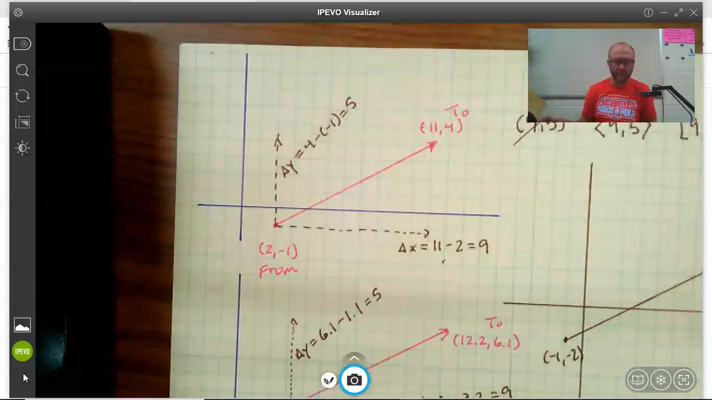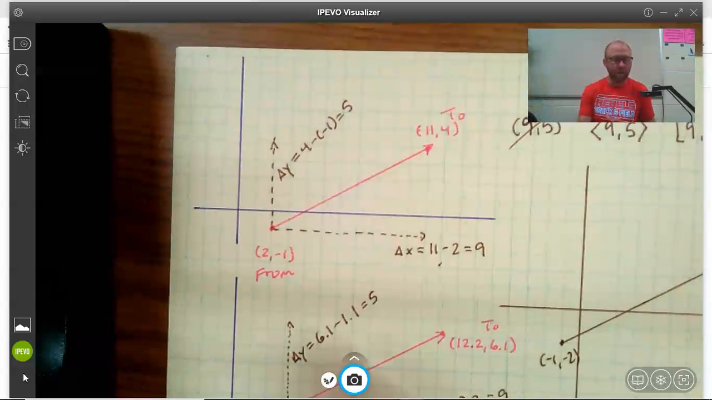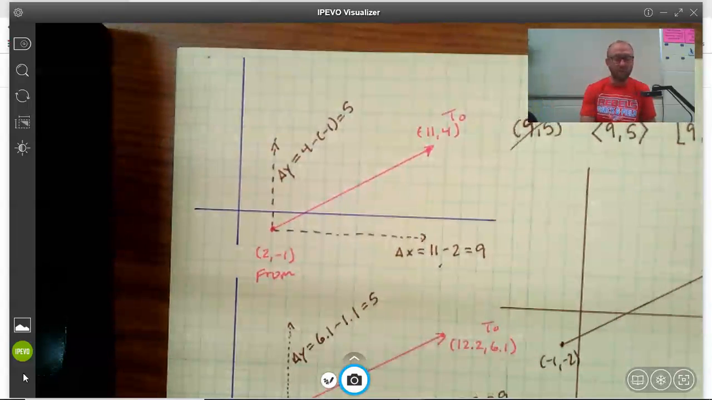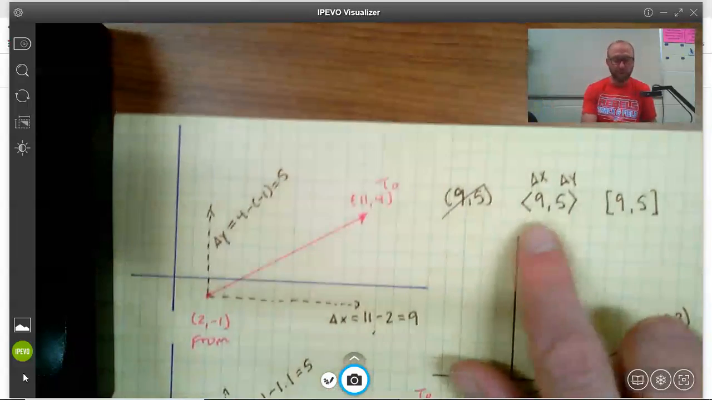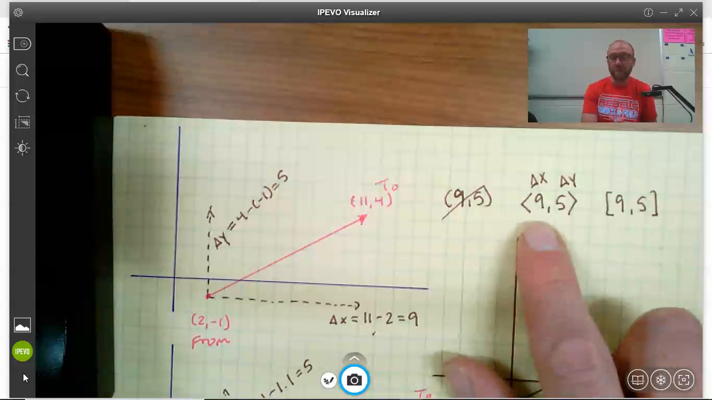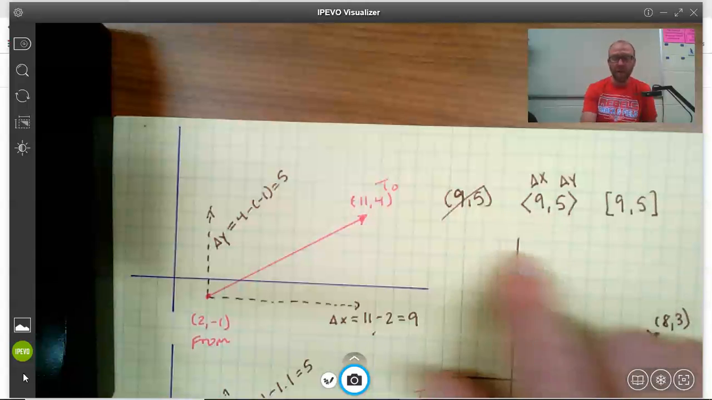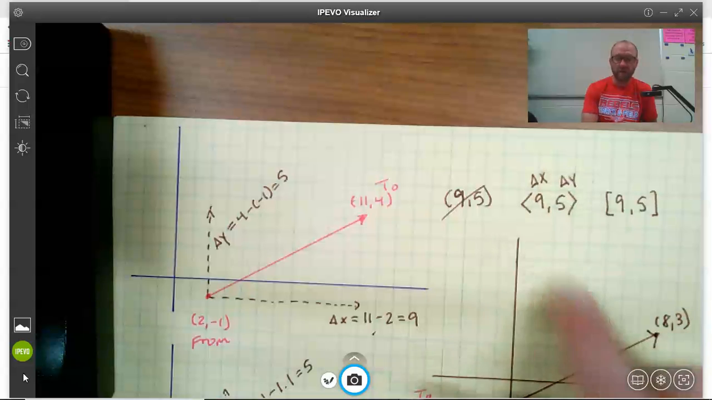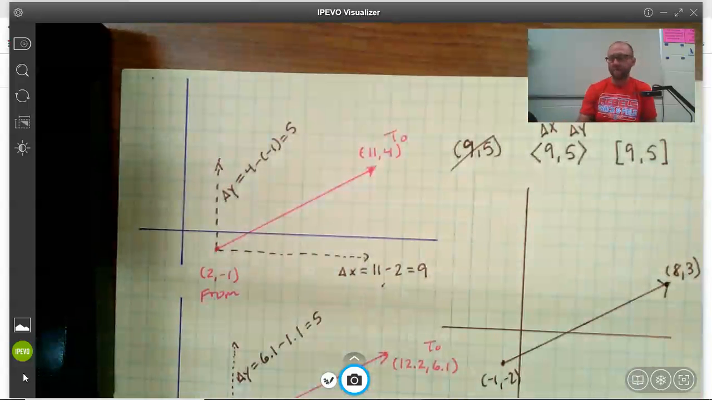A vector, again, is simply a combination of horizontal and vertical change. It's a movement in the plane. We usually represent it using either these pointy brackets or brackets like this. The first number in the vector represents the horizontal change. It can be positive or negative. Positive is to the right, negative is to the left. And the second number represents the vertical change. And vertical change is either up positive or down negative. That's a vector.